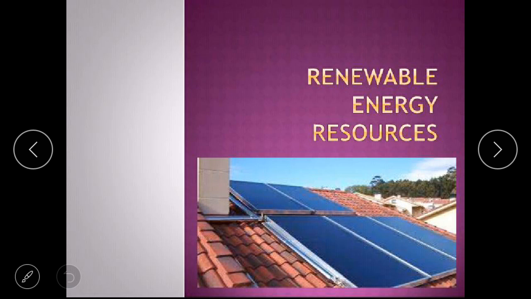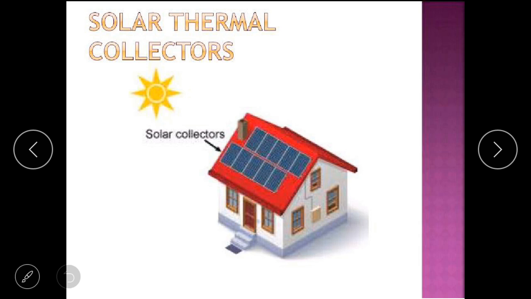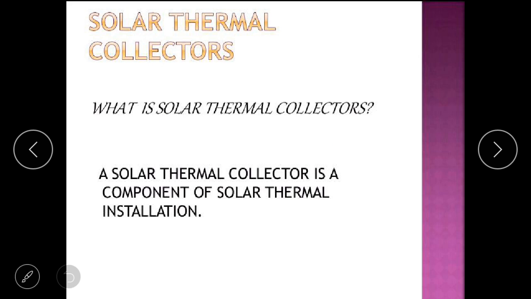Today, among our renewable energy sources, we discuss solar energy, that is, solar thermal collectors. Solar means related to the sun, and the sun has energy in the form of heat. So the panel is the collection of heat. Now next we discuss the solar thermal collector.